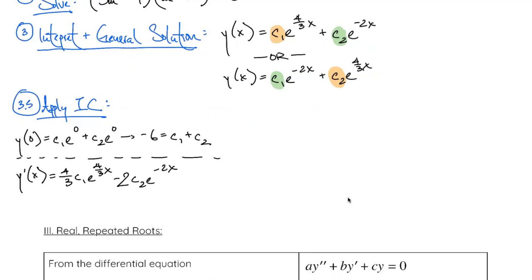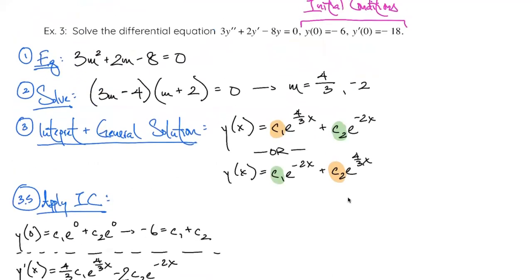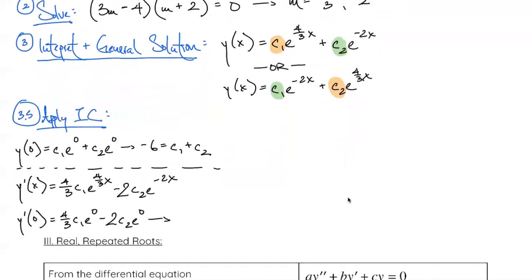So we take our derivative and now we plug in our initial condition. So we have y prime of 0 equals 4/3 C1 e to the 0 minus 2 C2 e to the 0. And we said from the question that equals negative 18. So I'm going to get a second equation that is negative 18 equals 4/3 C1 minus 2 C2.